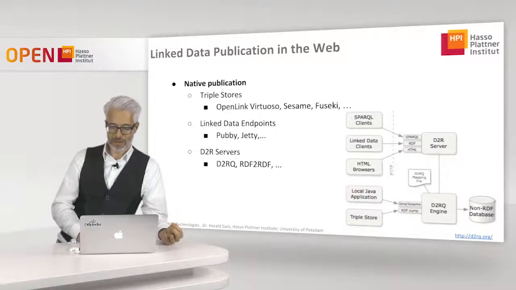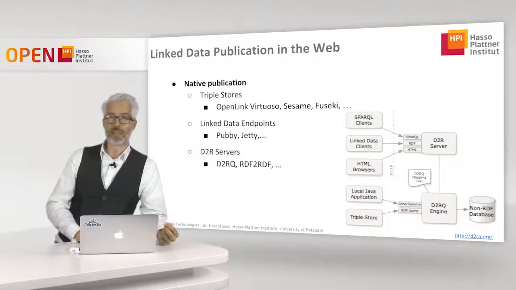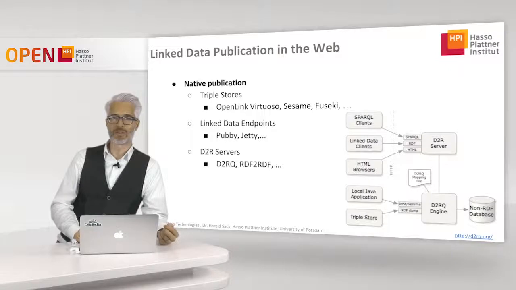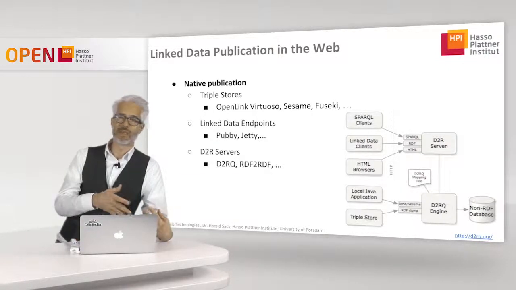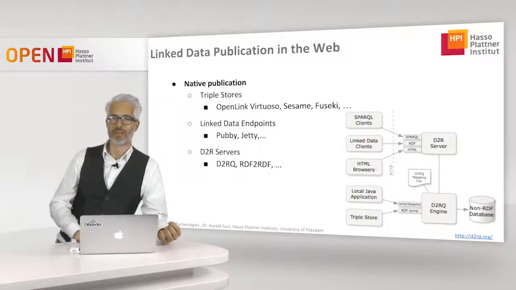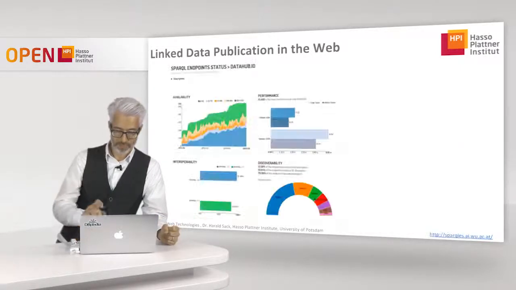So you see here that you have a non-RDF database on which a D2RQ engine is plugged in, and then you have a D2R server which delivers SPARQL, RDF, HTML, depending on what kind of clients might access there. So it acts in the same way like a triple store, but it's in the end something which is an overlay over a non-RDF database. These are the so-called D2R servers, and many of the data sets in the Linked Data Cloud, for example, are published exactly that way.